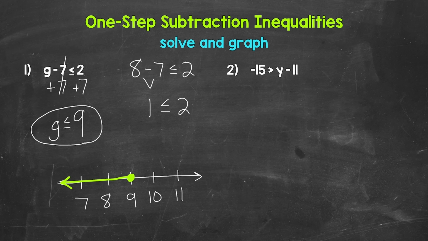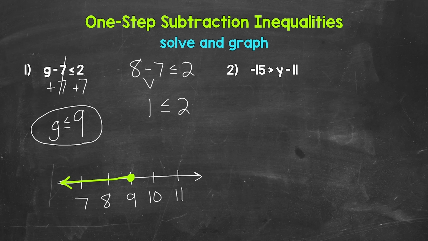And let's actually check 9 as well to make sure that works, since G can be equal to 9, and we will do this mentally. So plug in 9 for G. 9 minus 7 gives us 2. And 2 is less than or equal to 2. So 9 works as well. Our answer, G, is less than or equal to 9. So G can be anything less than or equal to 9.